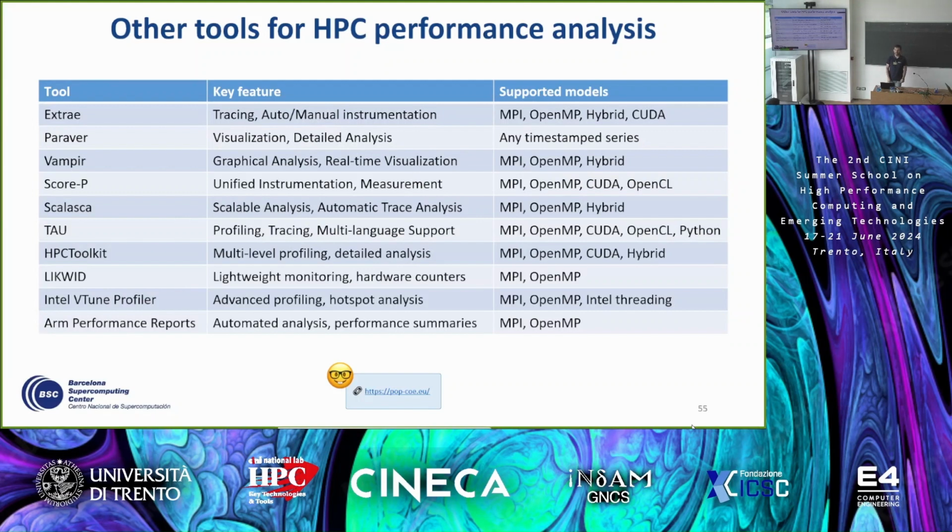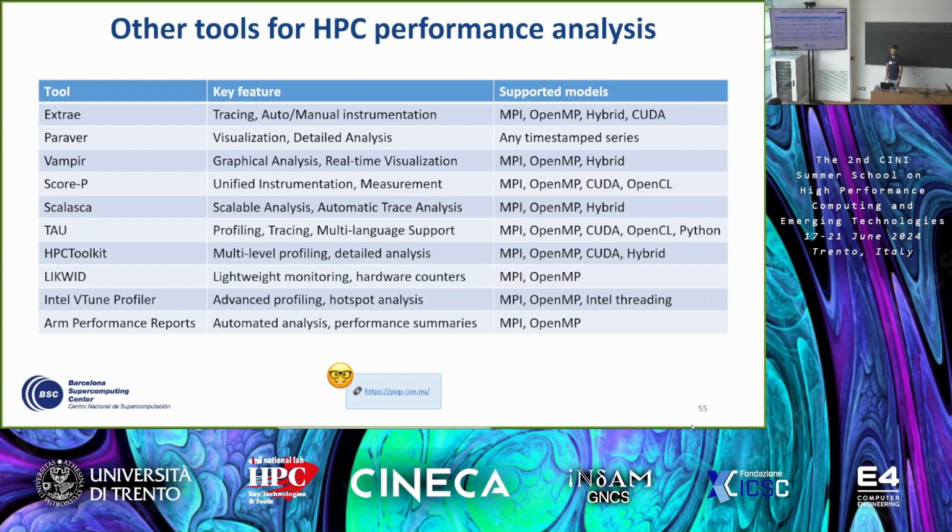Other tools for HPC, here we can do a contest. How many in the room know all the names of the first column? Extrae, Paraver, Vampir, Scorpio, Scalasca, Tau, HPC Toolkit, Likwid, VTune, and Performance Reports. Well, no, just so that you heard them. Okay, so some of you. Probably VTune is the one you know best, right? Because it's the Intel one.